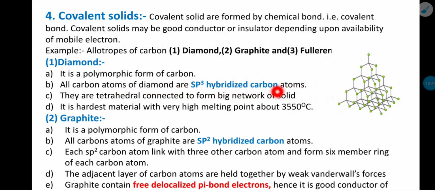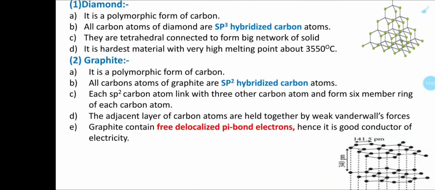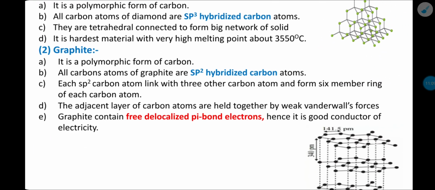An MCQ type of question may be asked on this: carbon atoms present in diamond are dash dash hybridized carbon atoms. The answer is: all carbon atoms present in diamond are sp3 hybridized carbon atoms. So this is important for your MCQ type of exam questions.